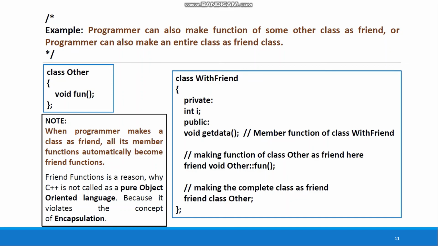The other part is that a programmer can also make an entire class a friend. We can make the complete class a friend by using the friend keyword, the class keyword, and the class name, other. If we put this statement like that, it means all the parts of that class become friends of the class with friend. We should note here, when a programmer makes a class a friend, all its member functions automatically become friend functions.